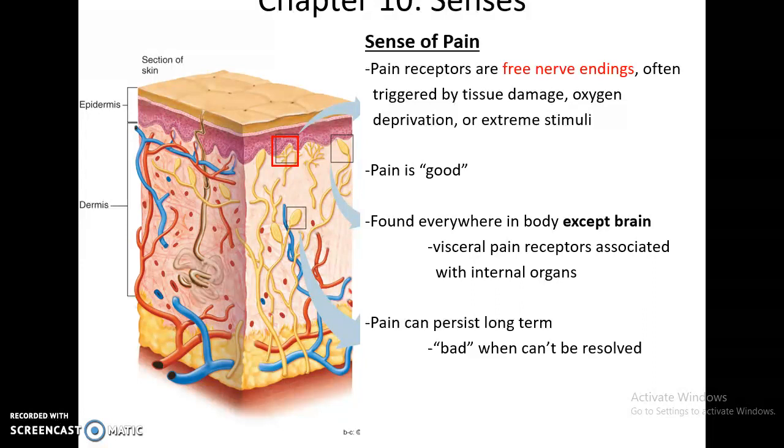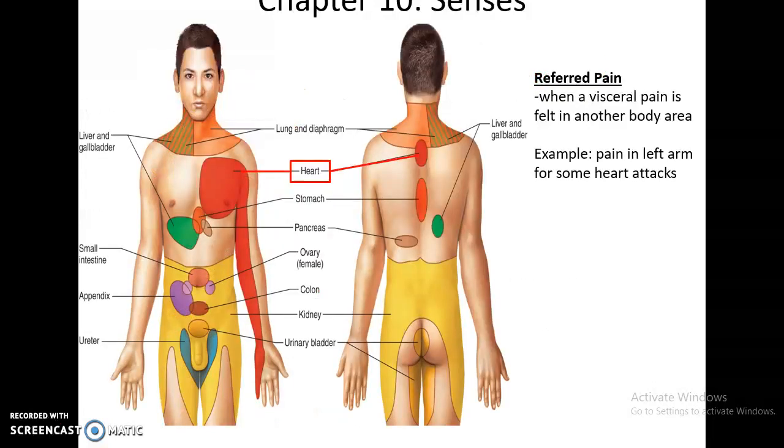Now, overall, pain is a good thing. It's letting us know when something bad is happening to our body. However, it can be a problem if the pain is chronic and persists for a very long time and is unable to be resolved. It's also worth pointing out that pain receptors are found everywhere in the body except the brain. The brain is the only organ that does not have pain sensation.